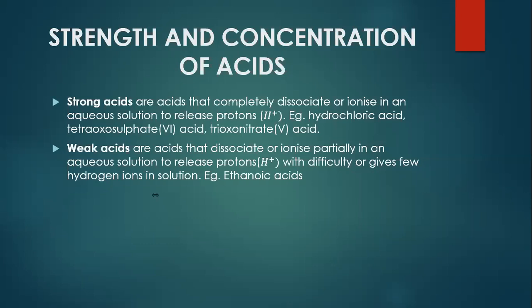Differentiate between, give the difference between strong acid and weak acid. Strong acid dissociates completely in an aqueous solution. Weak acid dissociates or ionizes partially in an aqueous solution. An example of a weak acid is ethanoic acid. So basically, it deals with acids with a lot of replaceable hydrogen ions, a lot of hydrogen atoms in them.